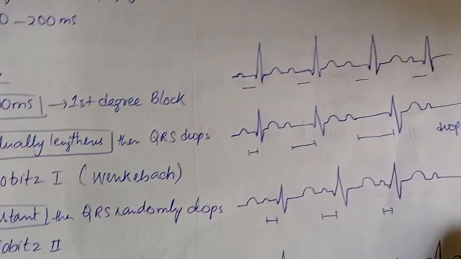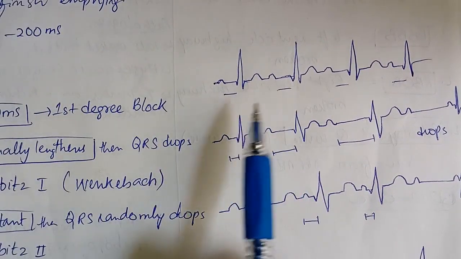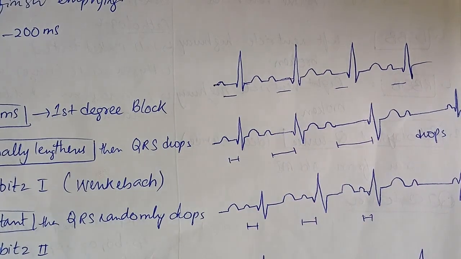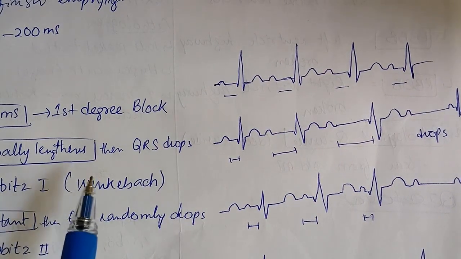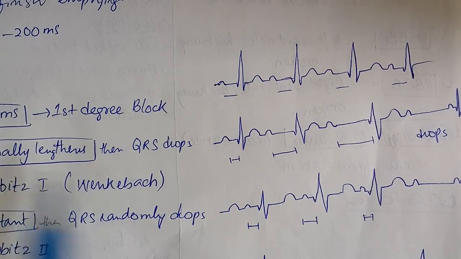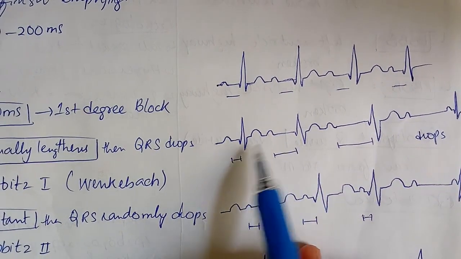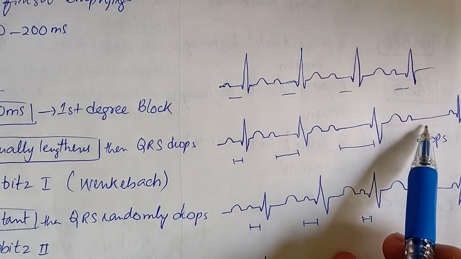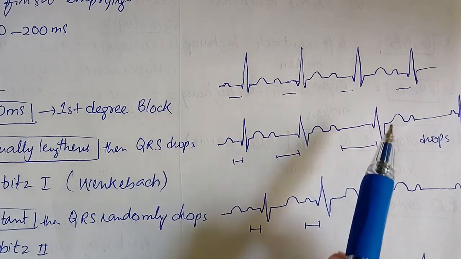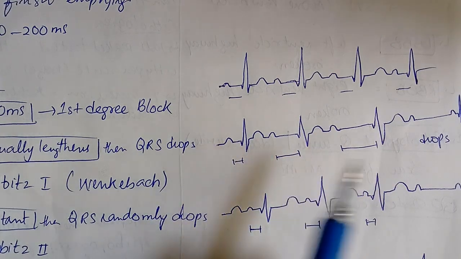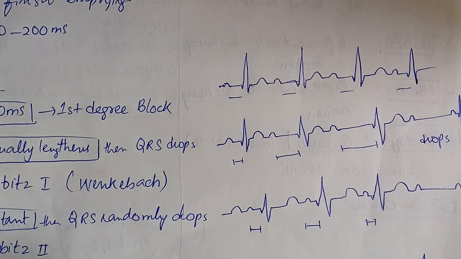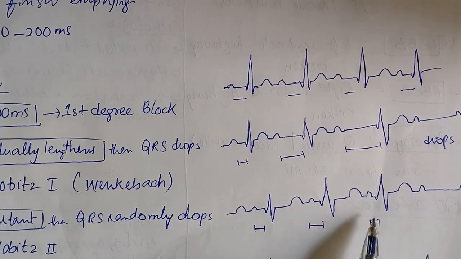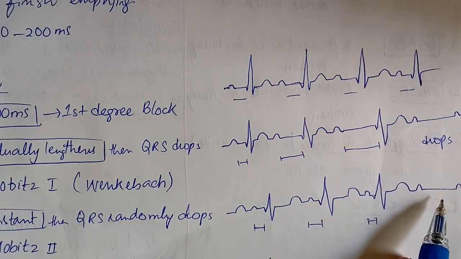As you can see in these ECGs, in first degree heart block there is just prolongation of the PR interval, with no dropping of the QRS complex. Then we have Mobitz type 1. The PR keeps on increasing until the QRS drops. Here the QRS is dropped, and after that comes constant prolongation of the PR interval. Then we have the PR that is prolonged but constant until the QRS drops.